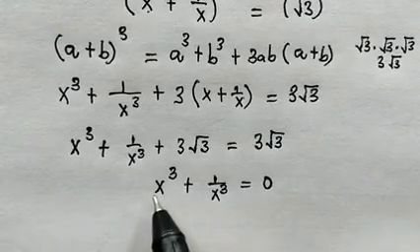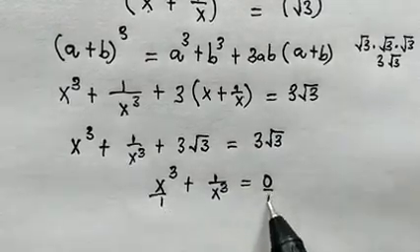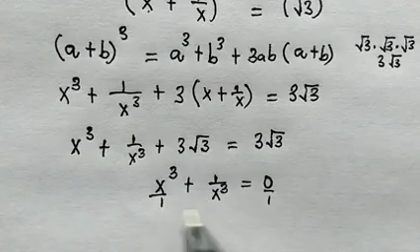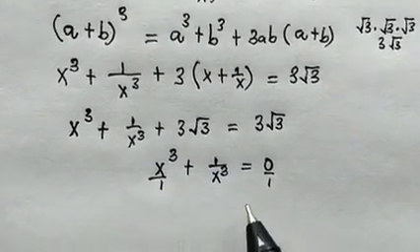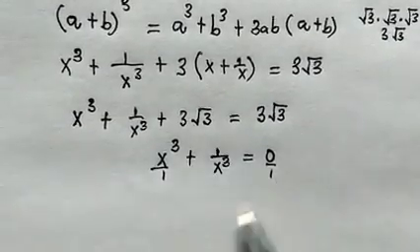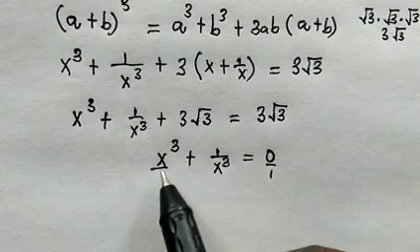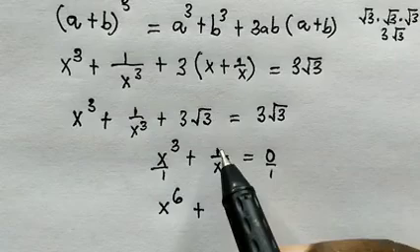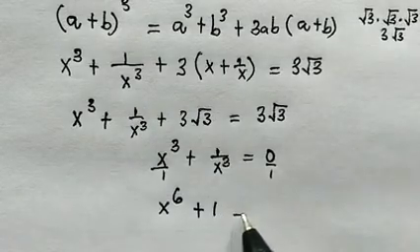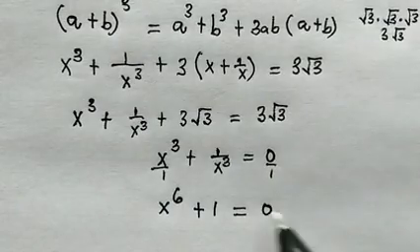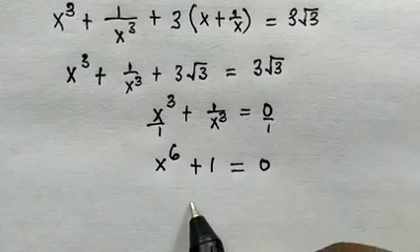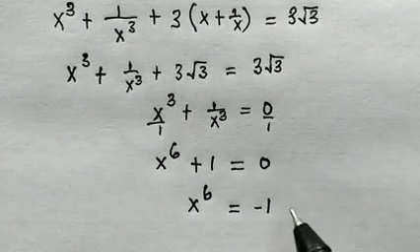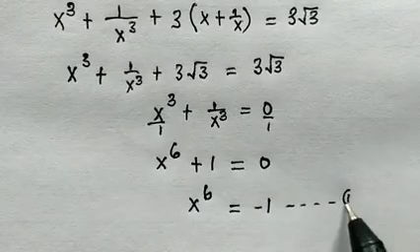Now, the denominator here is 1, and this here is 1. We're going to multiply each term from both sides by the LCM of 1, x cubed, and 1. And we know that the LCM of 1, x cubed, and 1 is x cubed. So we get here, x cubed times x cubed will give us x to the power of 6, plus x cubed times 1 over x cubed will give us 1. This is equal to 0 times x cubed, which is 0. Now subtract 1 from both sides, we get x to the power of 6 is equal to negative 1. Okay? So this is an important equation.